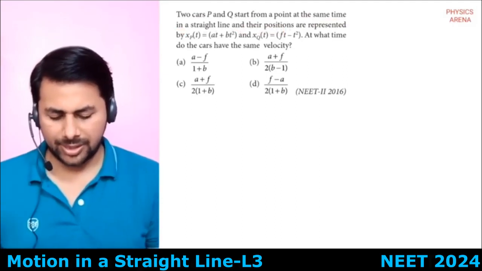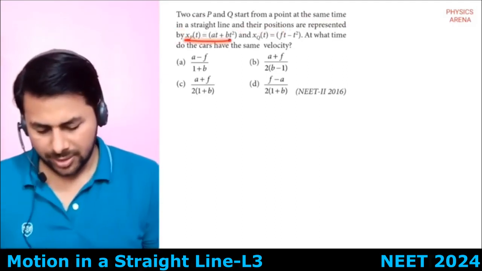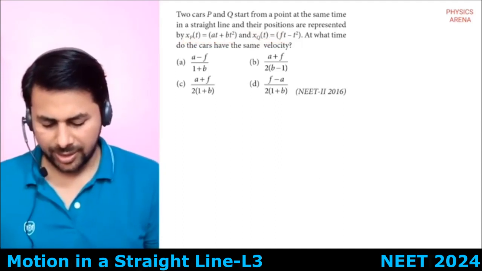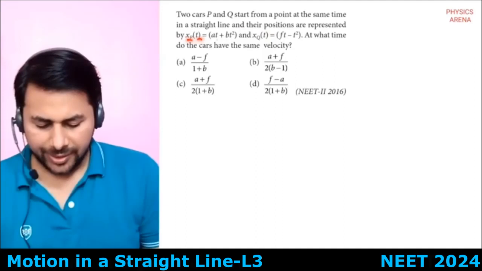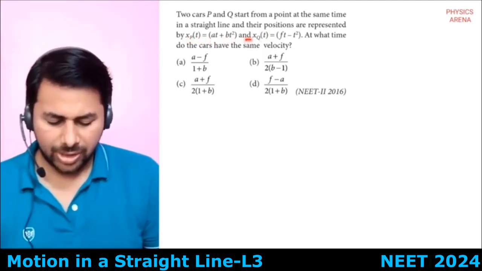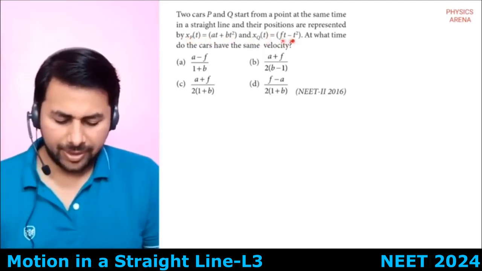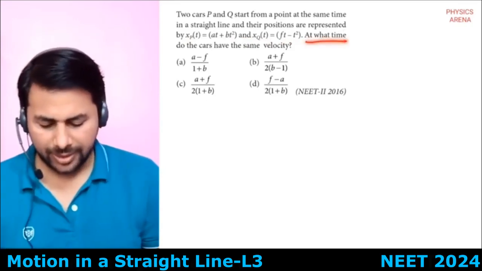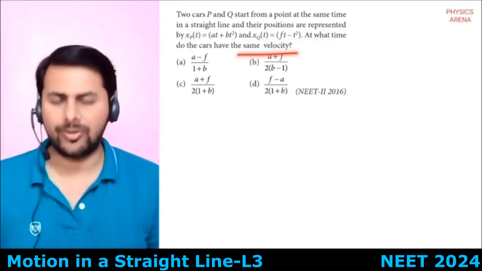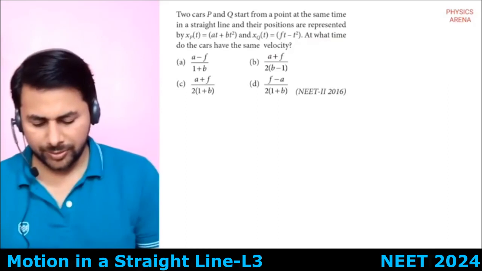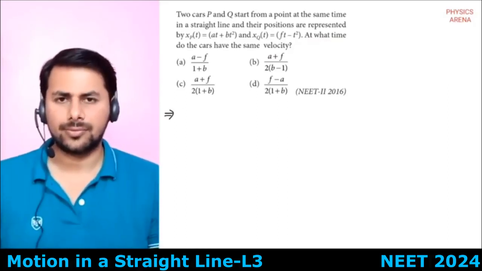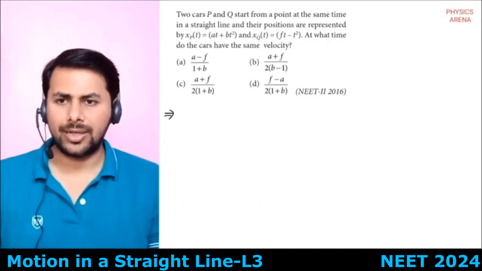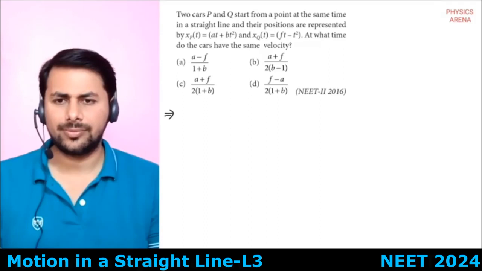Two cars P and Q start from a point at the same time in a straight line and their positions are represented by, so these are the positions. Position of P at time t is xP = at + bt², and position of Q at time t is xQ = ft − t². At what time do the cars have same velocity? So what should we do? We want to find out time when the velocity is same.